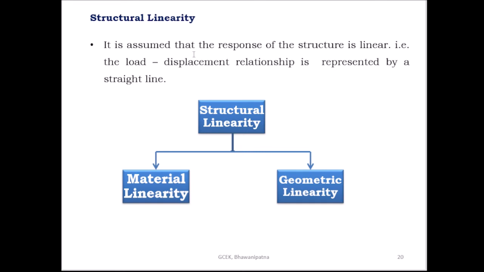It is assumed that the response of the structure is linear, the load displacement relationship is represented by a straight line, and it is material linearity and geometric non-linearity. In material linearity, the material obeys Hooke's law, that is, the stress strain curve is represented by a straight line. And in geometric non-linearity, some structures may exhibit non-linear characteristics in their overall behavior due to change in shape under loading. This kind of behavior of the structure is called geometric non-linearity.